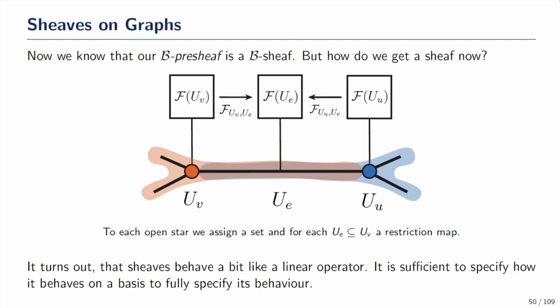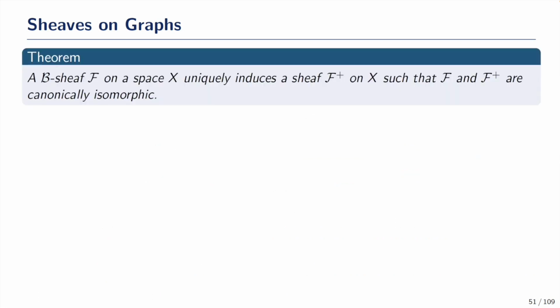If we have a base sheaf, we can canonically extend that into a sheaf. We've specified everything that's needed to construct a sheaf. We don't need to do anything more, so basically our work stops here. We are done. So this is the theorem, probably in the first chapter of any sheaf theory book. It essentially says that if we have a base sheaf on a space X, it uniquely induces an actual sheaf.